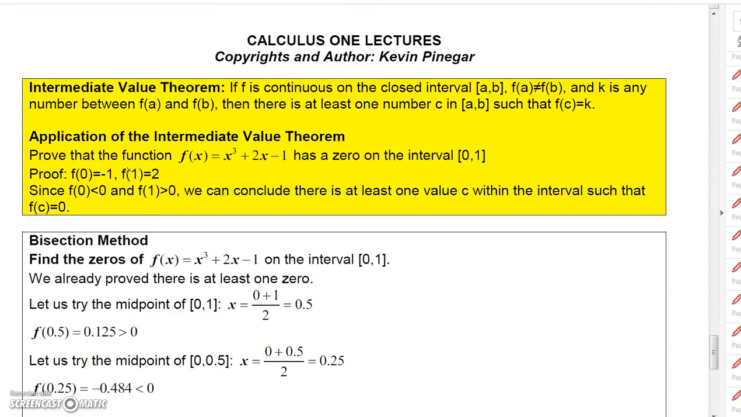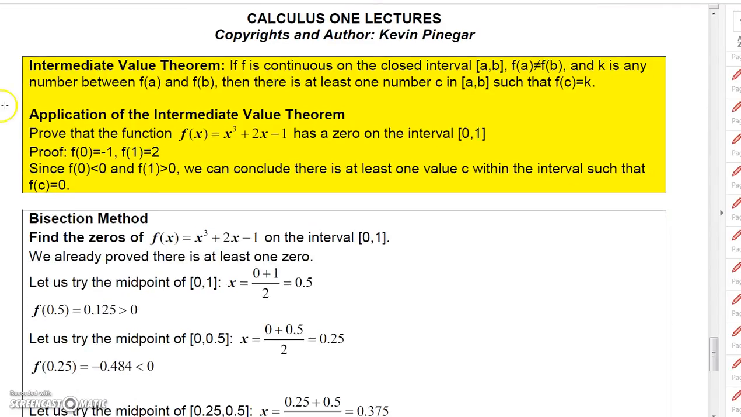We're going to finish this section with the intermediate value theorem. Basically, the intermediate value theorem says if f is continuous on a closed interval from a to b, and f of a doesn't equal f of b, and k is any number between f of a and f of b, then there's at least one number c in the interval such that f of c equals k. And so let me show you that.